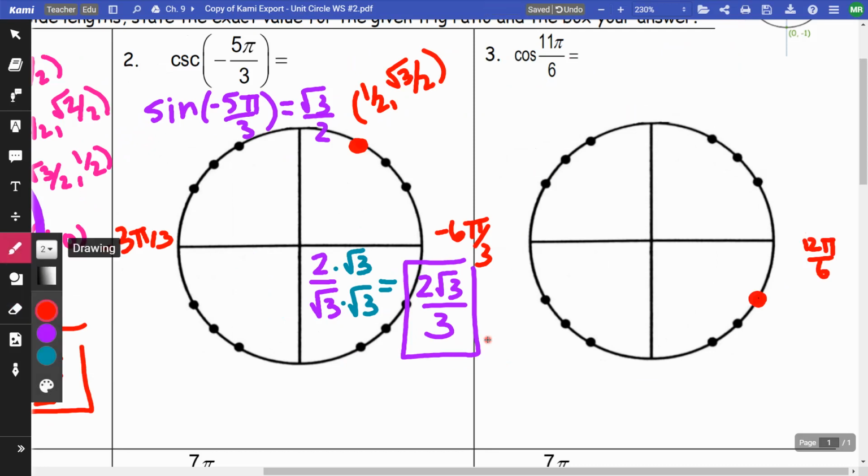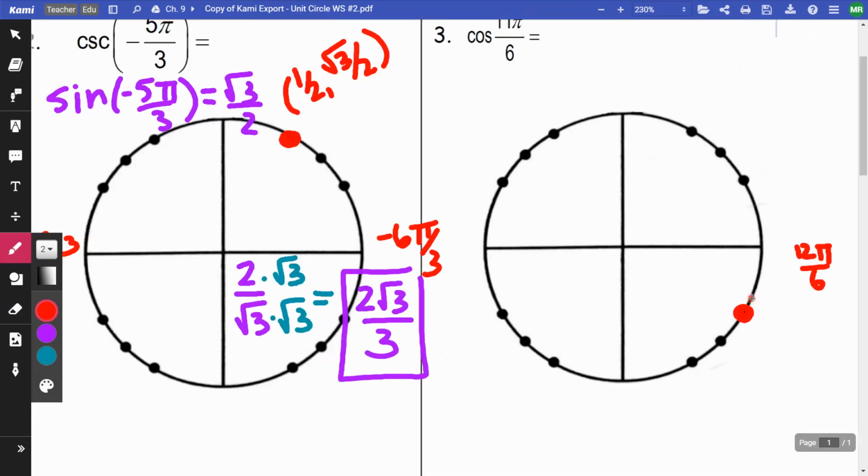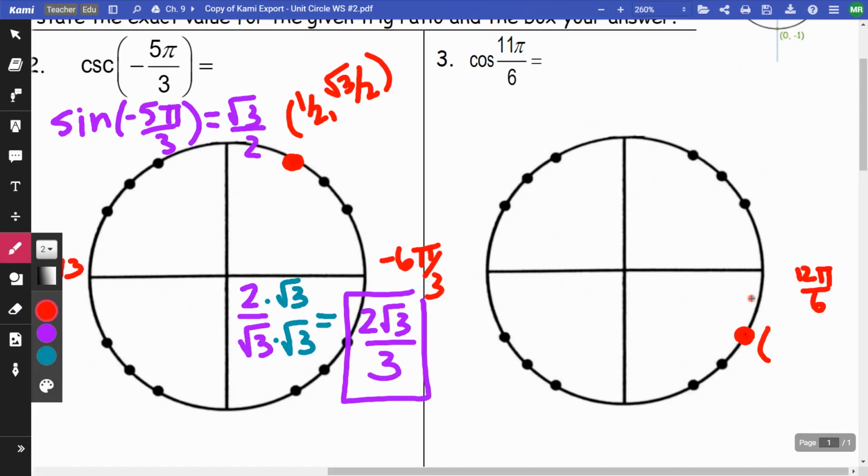So the coordinates of this are going to be long, comma, short. So it's going to be long, which is root 3/2, comma, short, negative 1/2. And I want cosine. Cosine is my x coordinate. So my answer is root 3 over 2. Done.